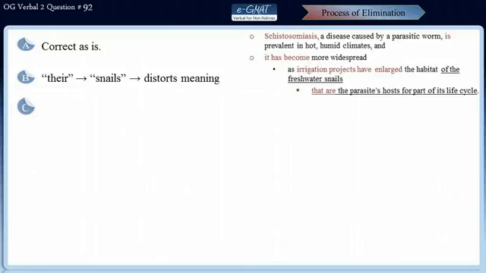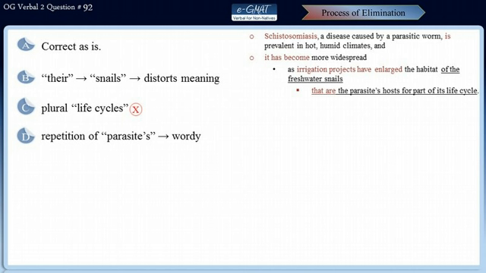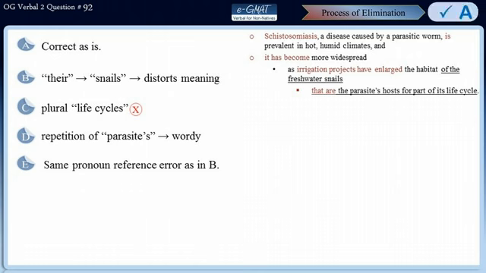Choice C is also incorrect. Plural life cycles is incorrect because a singular parasite can have only one life cycle and not multiple life cycles. Hence, choice C is also incorrect. Let's take a look at choice D now. Well, choice D is also incorrect because repetition of parasites instead of a pronoun makes this choice wordier. Choice E repeats the same pronoun reference error as in choice B and hence is incorrect. So as we found out earlier during error analysis, choice A is the correct answer here.